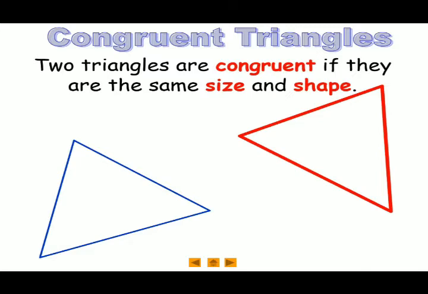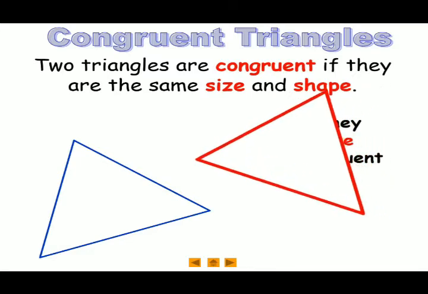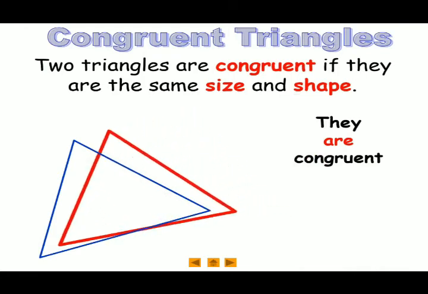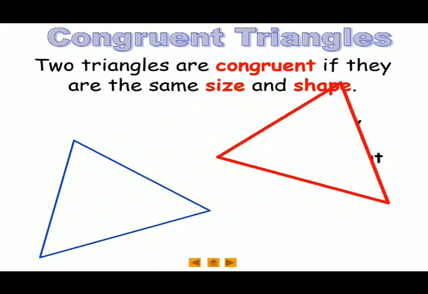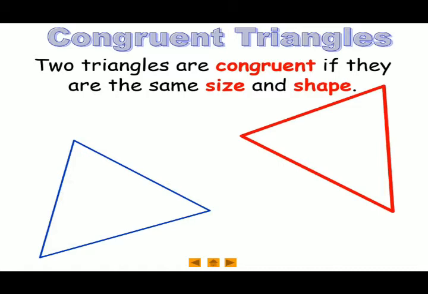Are they of the same size and shape? Let us see. Yes, both of them are of the same size and shape, so they are congruent. So both of these are congruent triangles.